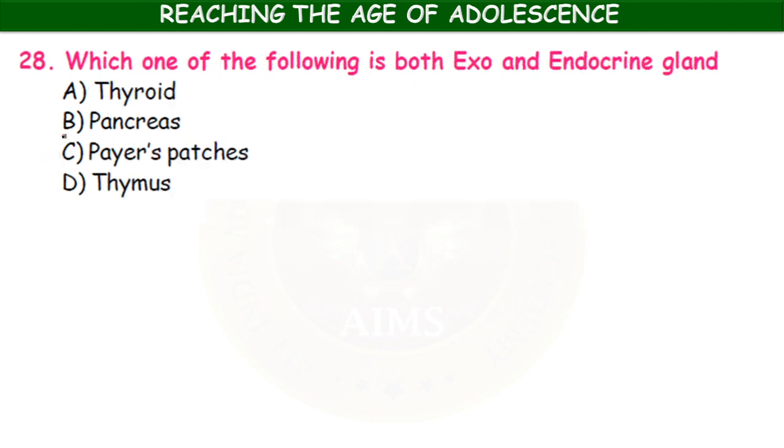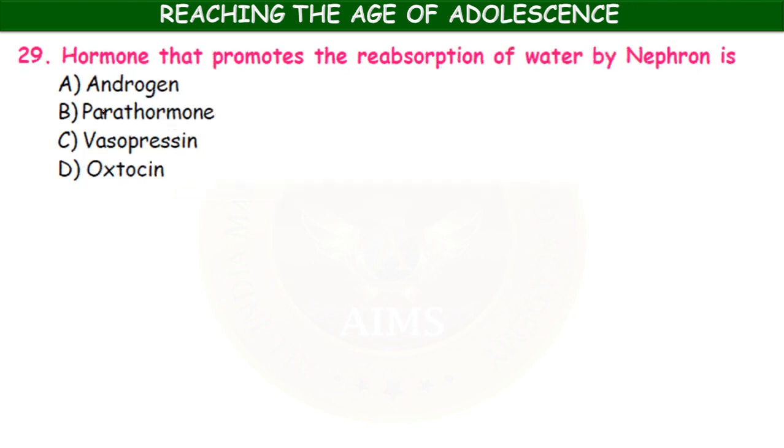Which one of the following is both an exocrine and endocrine gland, or mixed gland? Thyroid, pancreas, Peyer's patches, thymus. It is the pancreas, called the mixed gland because it secretes pancreatic juice as well as insulin and glucagon hormones. Exocrine: digestive juice, pancreatic juice; endocrine: insulin and glucagon.